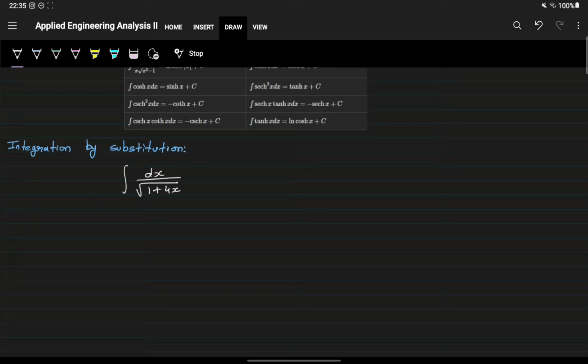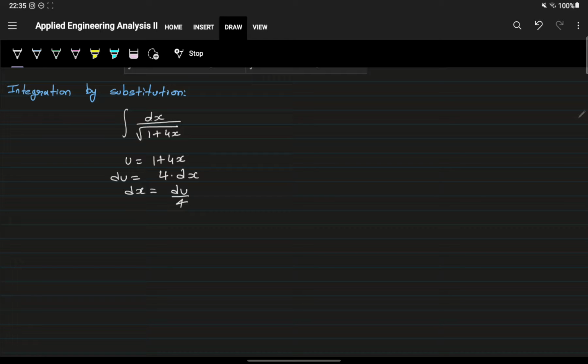Here we have the integral of dx by the square root of 1 plus 4x. From the method of substitution, let us consider u as 1 plus 4x and take the derivative on both sides. The derivative of 1 is 0 and we get 4 dx. Then we need the value of dx, which gives us du by 4. We can use this by substituting: 1 by the square root of u, and dx is du by 4.